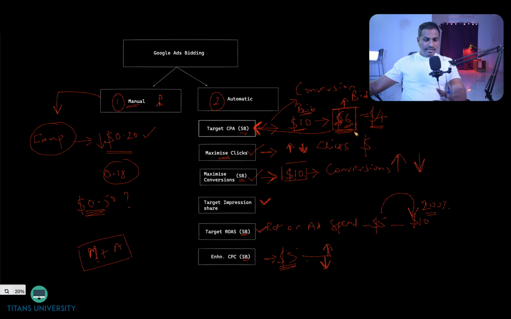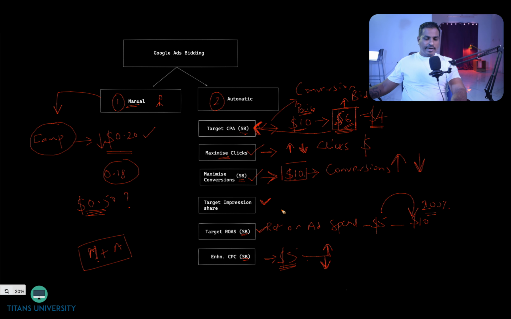Now, this is specified by you. Target CPA is specified by you. What is Google doing? Using artificial intelligence and machine learning algorithms, and depending upon the history of your advertising data, wherever there is a conversion happening for a particular keyword, it will increase the bid. If it is not happening for that particular keyword, it will reduce the bid. Who is Google helping actually? It's helping you to get as many conversions as possible at a target CPA of $6.